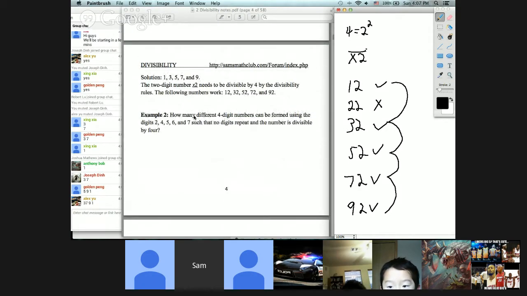So try example number 2. How many different 4-digit numbers can be formed using the digits 2, 4, 5, 6, 7, such that no digits repeat and the number is divisible by 4? This one's a little bit tricky, so I'll give you some more time on this one.